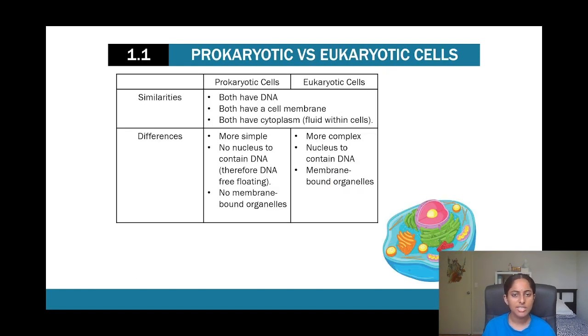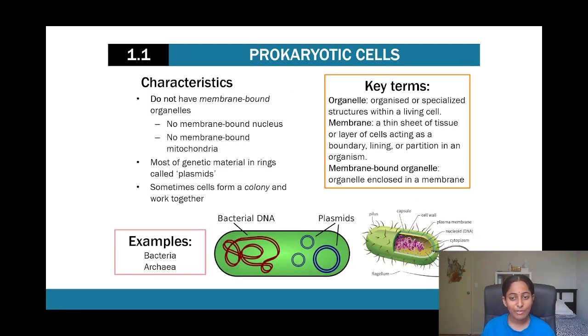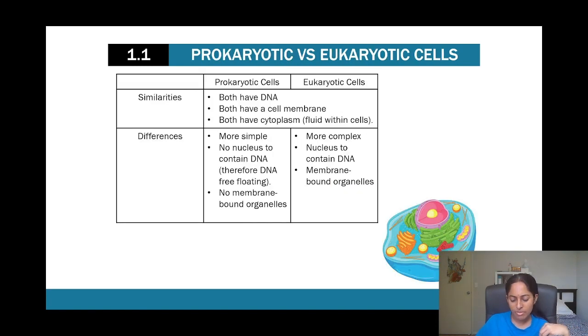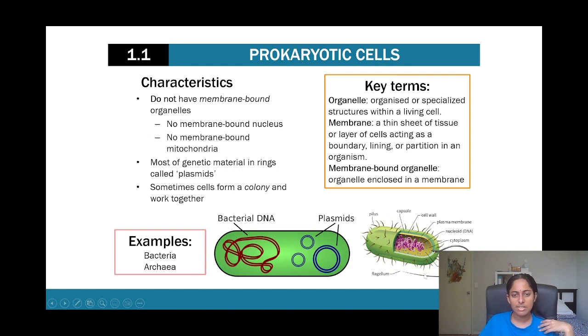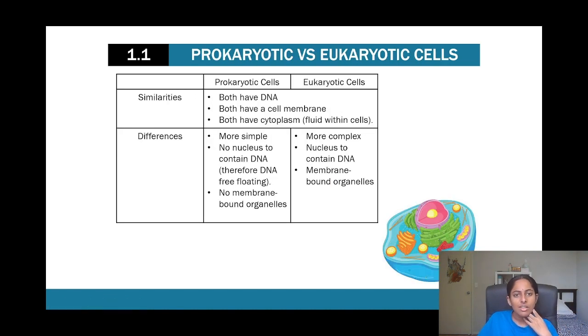This table summarizes the similarities and differences between eukaryotic and prokaryotic cells. You can see here that they both have DNA. They both have a cell membrane. There's one thing I forgot to mention: even though prokaryotes have no membrane-bound organelles, all of them have a cell membrane. That's just one exception you have to be aware of. And both of them have cytoplasm, a liquid that the organelles float in. The difference is that prokaryotic cells tend to be simpler and have a nucleoid, not a nucleus, and they don't have membrane-bound organelles.